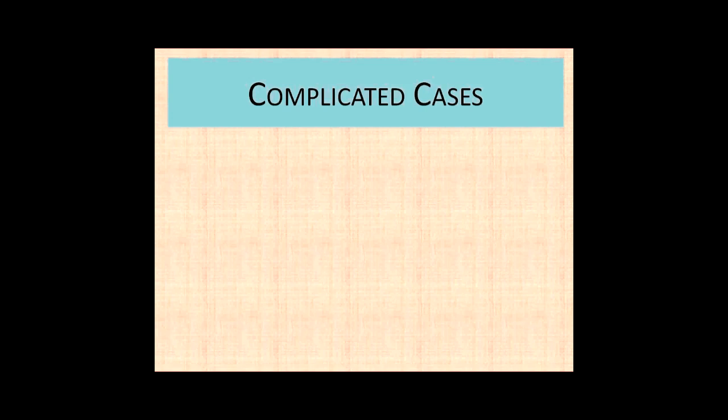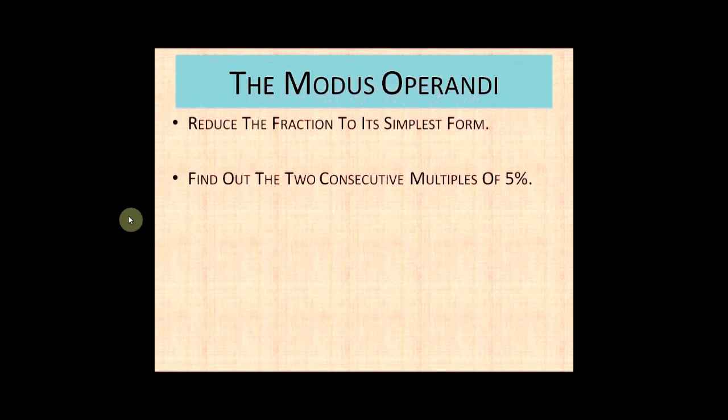So very simple 4 steps are involved over here in which we have to follow the modus operandi. The first step is we have to reduce the fraction to its simplest form, if any cancellations are possible. Then, most importantly, we'll find out the 2 consecutive multiples of 5% of the denominator between which the numerator is going to lie. Now, don't worry about the statement if you're not able to get it. I'll elaborate it properly once we take the examples.